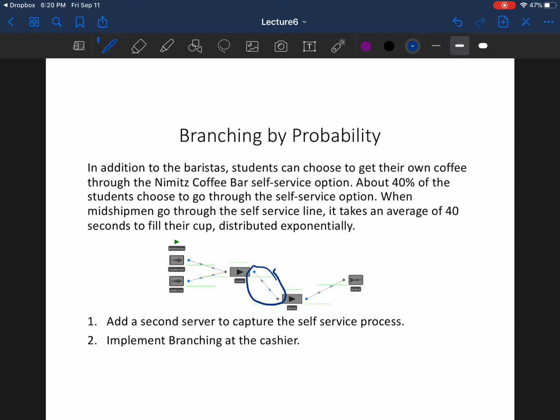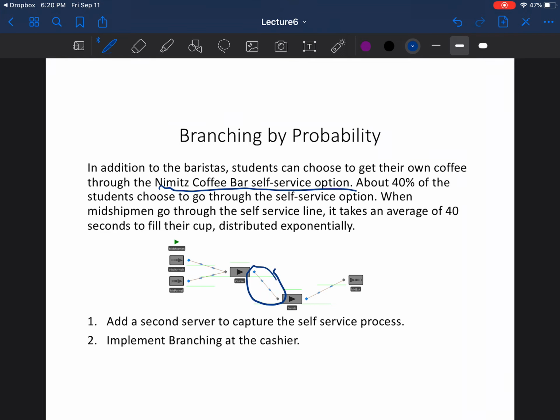This is where in the simulation model you have, so far we've really only talked about the idea that when arrivals come, they go through a straight line. And of course, that's not true for most systems. Most systems have more complications than that. So today we're going to talk about, well, what happens if they can go to one of two different places? And the self-service option at Nimitz Coffee Bar is really a good example of this.